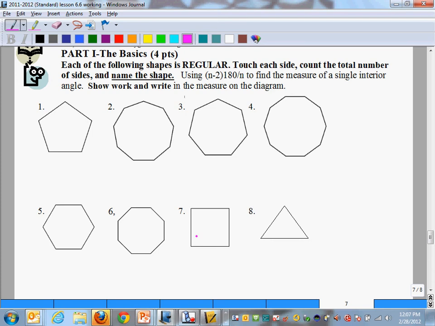Okay, step number 1. All of these shapes here, this is your sign off today. Page 7 is your only sign off, so you can easily get this done. We're going to do this in 2 steps. Step number 1, all of these shapes are regular. Underline the word regular. Above the word regular, write all congruent sides and angles. That's the definition of regular for shapes. All congruent sides and angles. So right above the word regular, you're writing that.